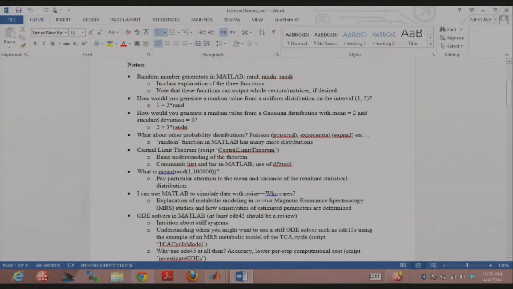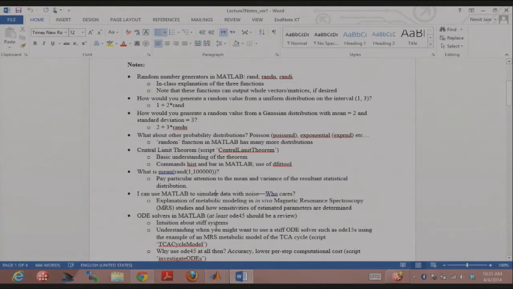Okay, ODE solvers in MATLAB, shifting gears a little bit from simulation of data with noise. ODE45 is probably a review for most of you, so I'm actually not even going to go through it. I expect you to be able to read up on it again. What I am going to talk about are stiff systems.